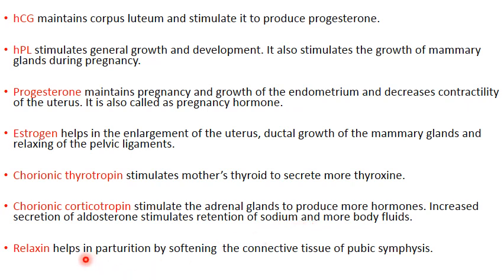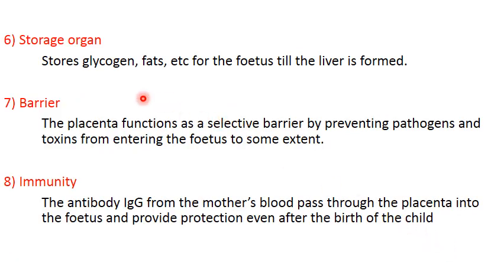Then the last hormone will be relaxin, that will help in easy parturition, that means it will help in the birth of the child by softening the connective tissue of the pubic symphysis. So these were all the functions related to the hormones secreted by the placenta, and this is a 3 marks question you can get. If you get a general question, what are the functions of the placenta, then there is no need to give the functions of all the hormones.